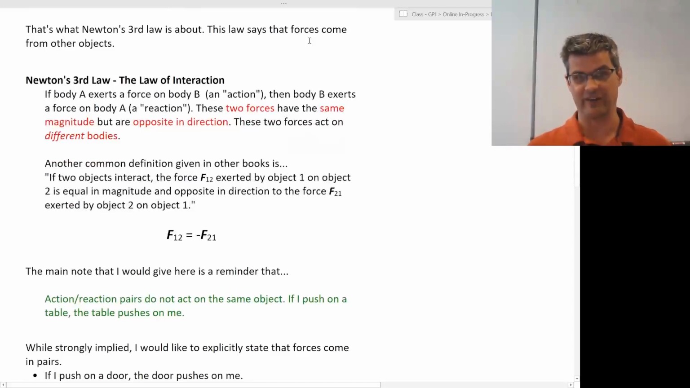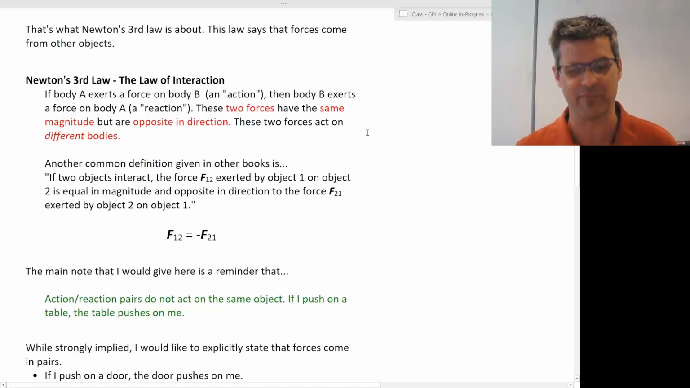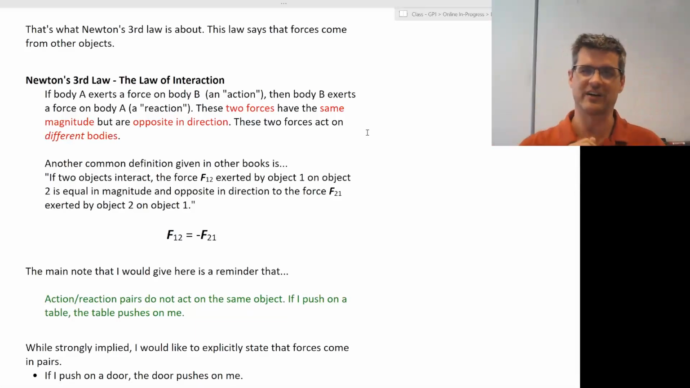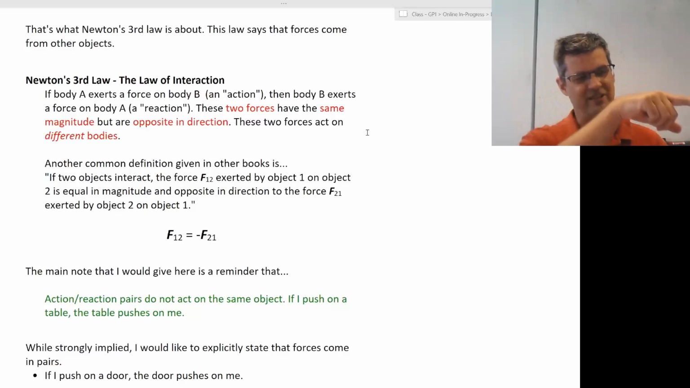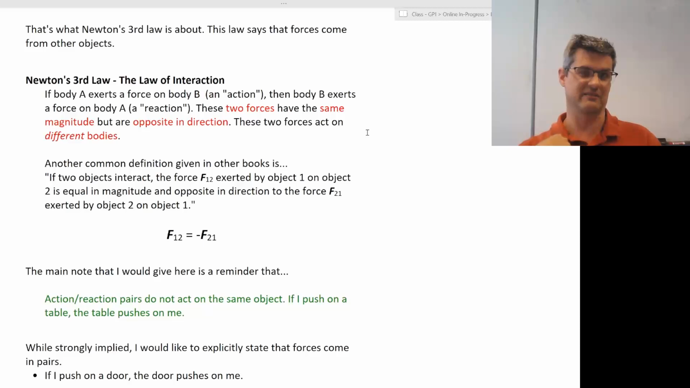So a modern way of expressing his third law is if a body A exerts a force on body B, an action, then body B exerts a force on body A, a reaction. These two forces have the same magnitude but are in opposite directions. These two forces act on different bodies. Me pushing on the wall means that the wall pushes on me. My force is applied to the wall. The wall's force is applied to me. Those are different objects, but there is a relationship between them.